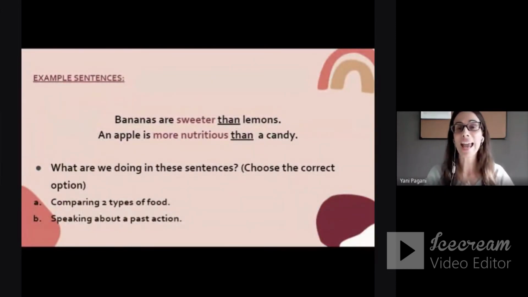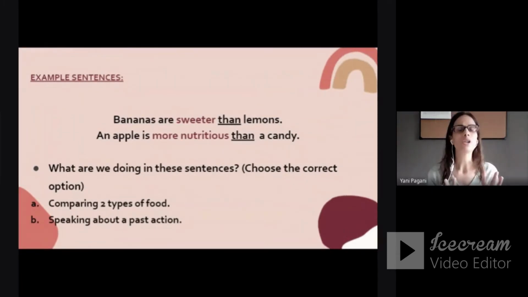Okay, before I say anything, I have two sentences for you. They are examples. Let's read them and then I am going to ask you something connected with them. Sentence number one says, bananas are sweeter than lemons. And sentence number two, an apple is more nutritious than a candy. Before I tell you anything, I want you to think about these two sentences and decide what it is that you are doing in these sentences.